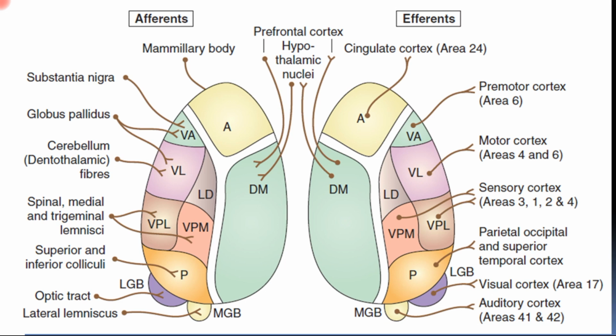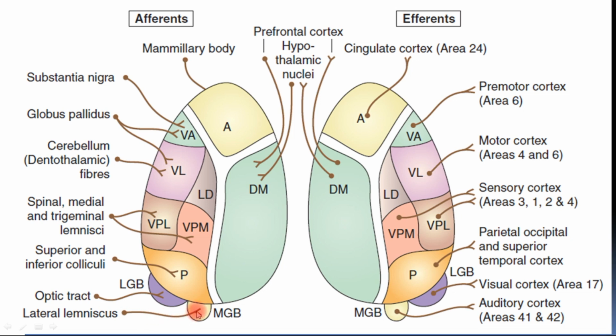Among the functional classification, we have already dealt with the non-specific nuclei. Now let us start with the specific nuclei. And which one was the first specific nuclei? That is the specific nuclei for sensory input. Under that, first is our medial geniculate body. The medial geniculate body receives input from the lateral lemniscus.